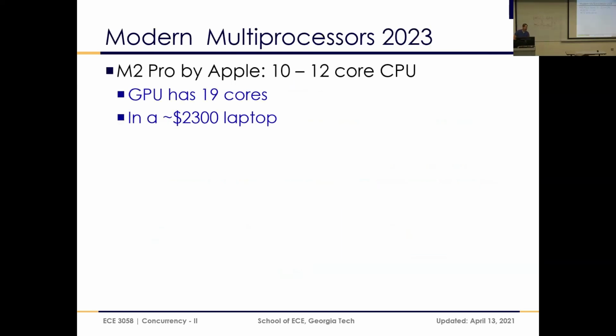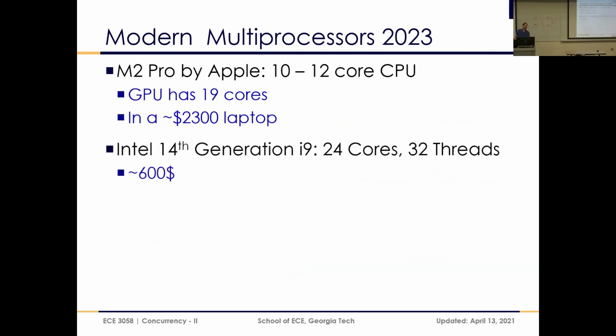Modern multiprocessor, the M2 has between 10 and 12 CPU cores. GPU has 19 cores. It's in a laptop. It costs about $2,300. Intel 14th generation i9 has 24 cores and 32 threads. What does this mean if we have 24 cores and 32 threads? I think Intel has efficiency cores that don't multi-thread. There are some that do multi-thread, but if they have 24 cores but they can hold 32 threads, that means some threads are sitting there waiting in the wings.